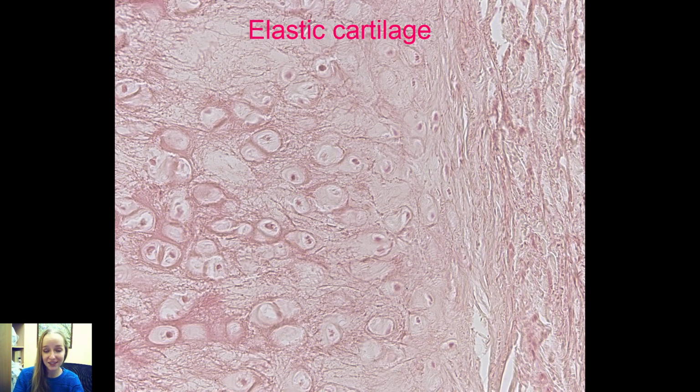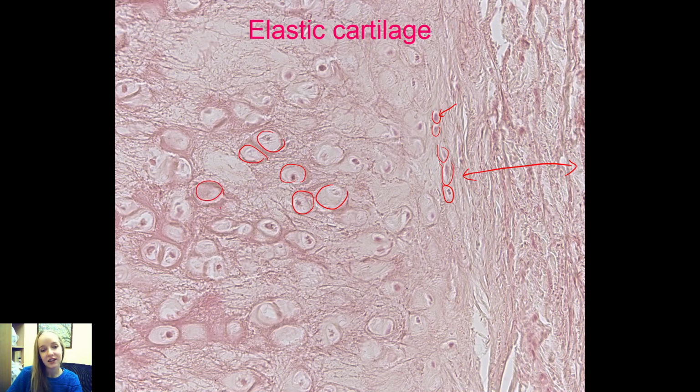Next we have elastic cartilage, which is different from hyaline cartilage. And in elastic cartilage, what we can see in this picture, there is a perichondrium. Once again, we can see this dense irregular connective tissue, the perichondrium. Here we have first cells right here, and these are the chondroblasts. And these round spherical cells right here are chondrocytes.